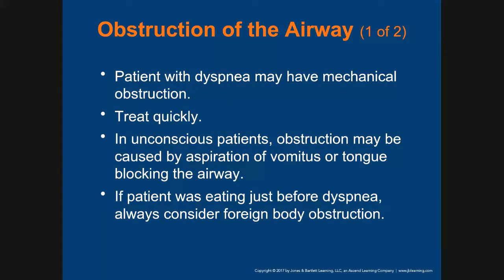Obstruction of the airway. Patient with dyspnea may have mechanical obstruction, right? Now, when you have a patient having difficulty breathing, two things you want to look for early. Is it an airway obstruction? Is it a pneumothorax? You want to kind of eliminate those as quickly as possible. So patient with dyspnea may have mechanical obstruction. Treat quickly. In unconscious patients, obstruction may be caused by aspiration of vomitus or tongue blocking the airway. If the patient was eating just before this, always consider a foreign body airway obstruction.